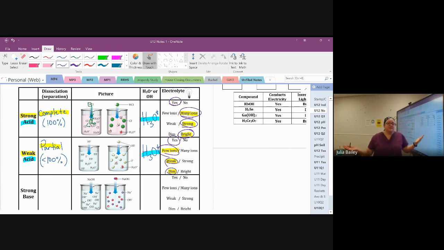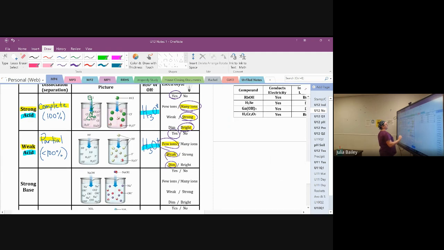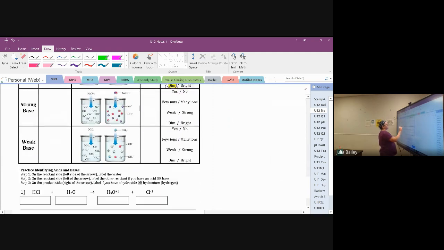Your strong acids and bases are like Taylor Swift. When she breaks up, it's complete, right? We are never, ever, ever getting back together. It's complete. A strong breakup is a complete breakup. It's a Taylor Swift breakup. They're fully, completely dissociated. They're not getting back together, ever. So that's what you can think of, your complete dissociation, your strong dissociation. That's your Taylor Swift breakup.